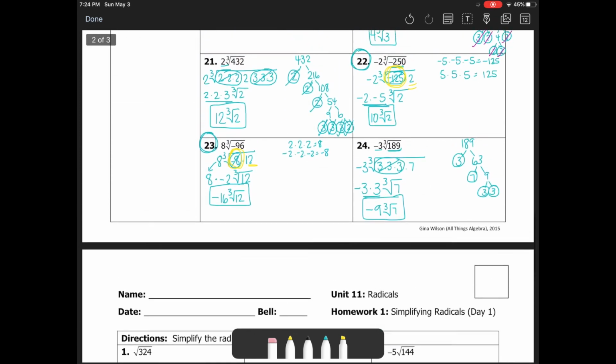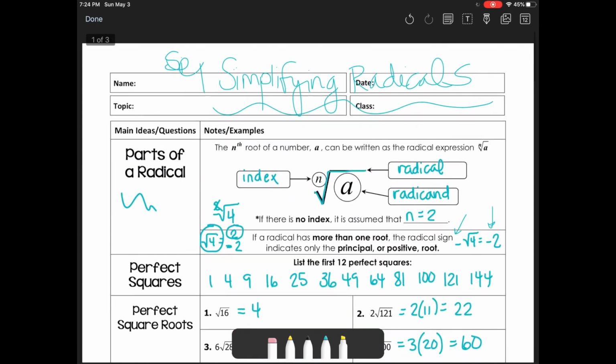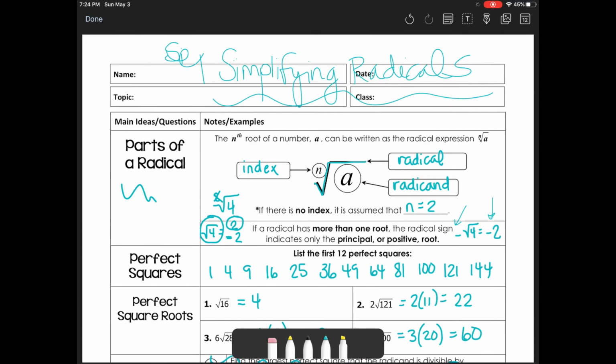All right. I will see you guys next time. We've got one more section to cover in Unit 9, and it is adding, subtracting, multiplying, and dividing radicals. So that will be up next.